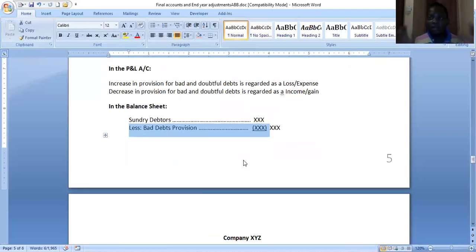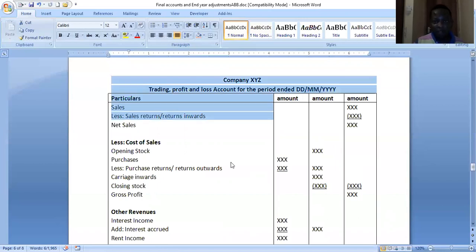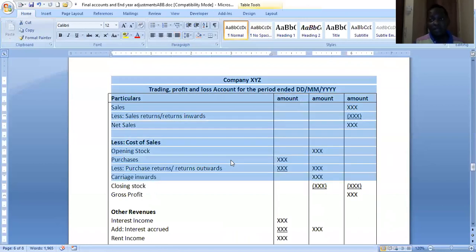Those are the common adjustments that we make when preparing the financial statements. They are usually given as additional information in the trial balance. So we have a format of the trading and profit and loss account. These are notes that I've shared with you, so you can refer to the notes.